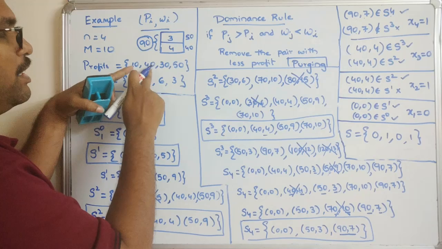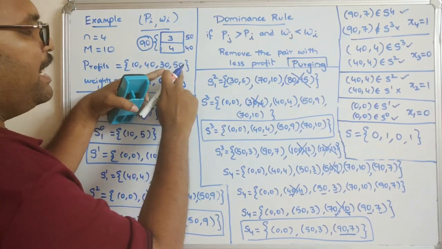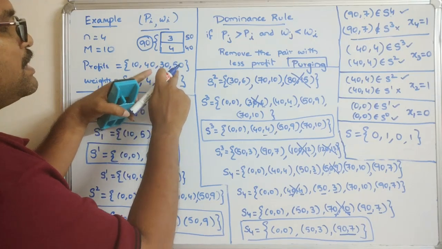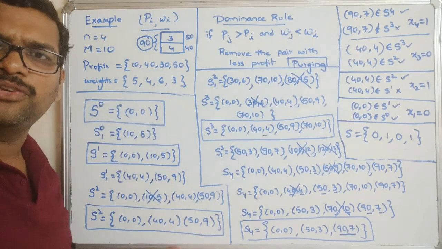So 5 4, it's 50. 4 6, it's 70. 6 3, it's 80. 3 4, it's 90. Just now we got it. 5 3, 60. In every combination you can check.